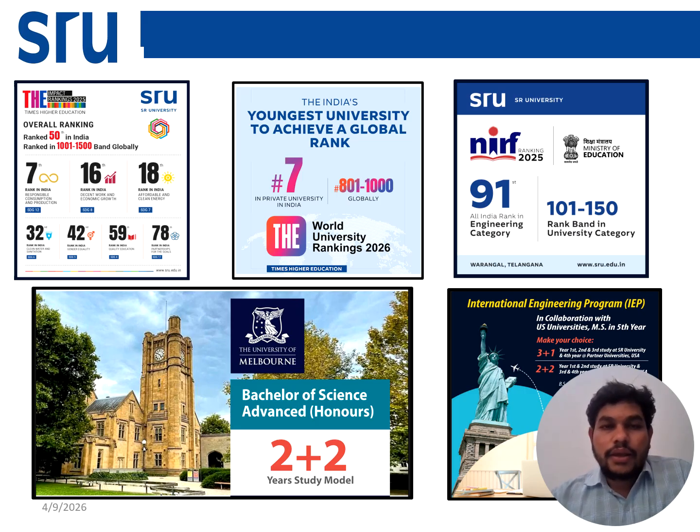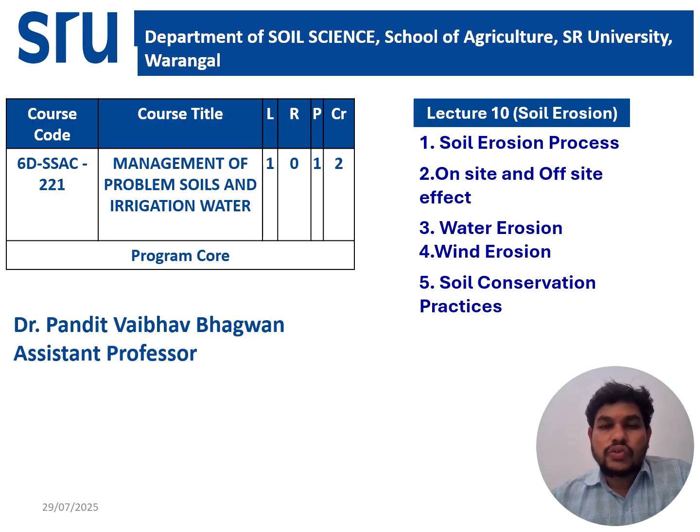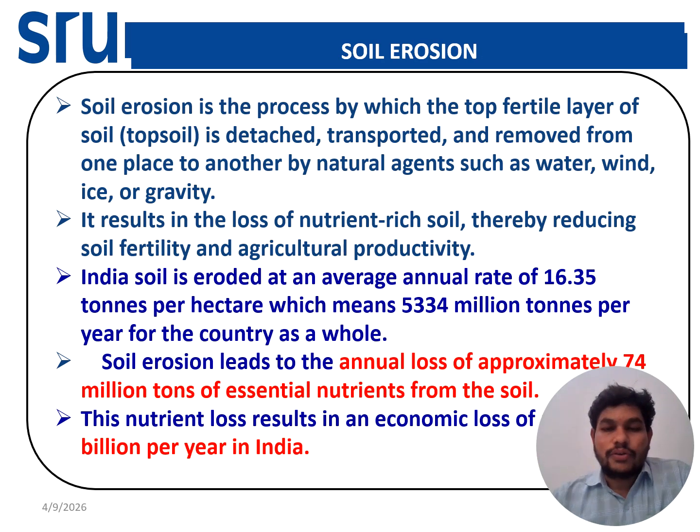Today I came to discuss a major issue of the soil in India, that is soil erosion. So what is soil erosion? Soil erosion is the process of transportation of the soil from one area to another area by different agencies like water, wind, ice, or gravity. Here are the three general processes of soil erosion: one is detachment, then transportation, and deposition.